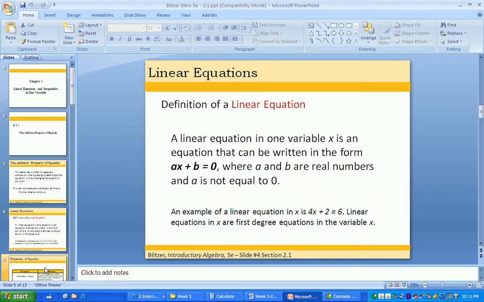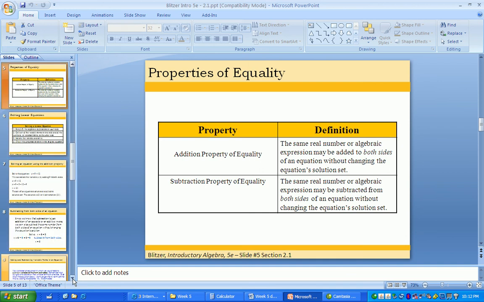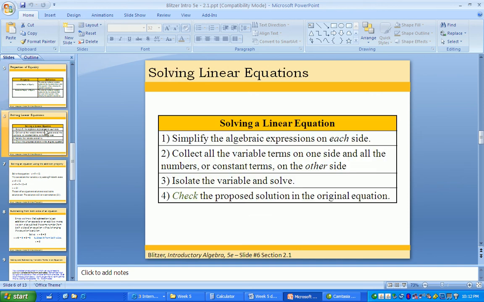Some properties of equality. The same real number or algebraic expression may be added to both sides without changing the value. And the same thing with subtraction. We could subtract something from both sides as long as we do it to both sides. So you see the game we play here in algebra, and this is like the golden rule of algebra. You can do absolutely anything you want to algebraic expressions as long as you do it to both sides of that equal sign.